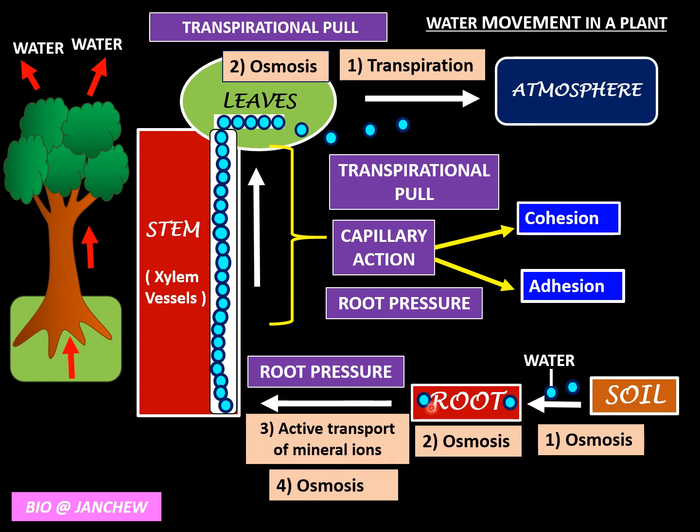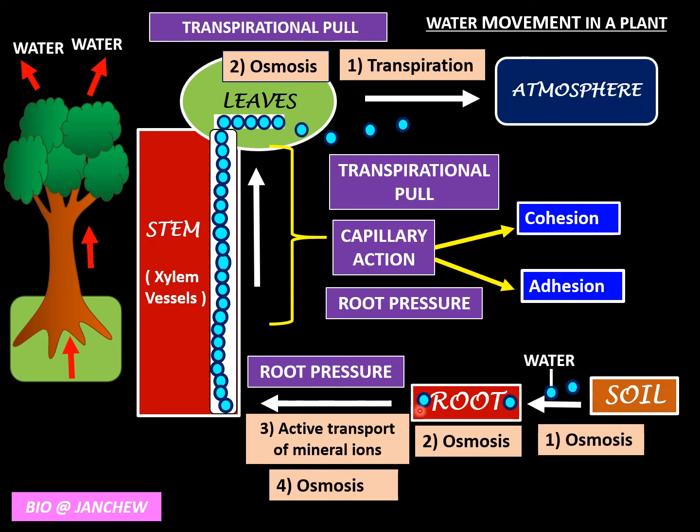And then when water arrives at the xylem vessels, now how does water move into the xylem vessels? Firstly, there must be active transport of mineral ions, which needs energy, from the root cells into the xylem vessels. So after that, osmosis will occur, which does not need energy. Osmosis, where water diffuses into the xylem vessels of the root.